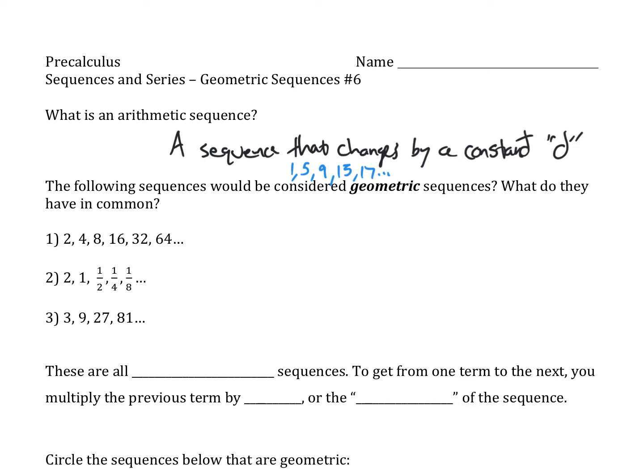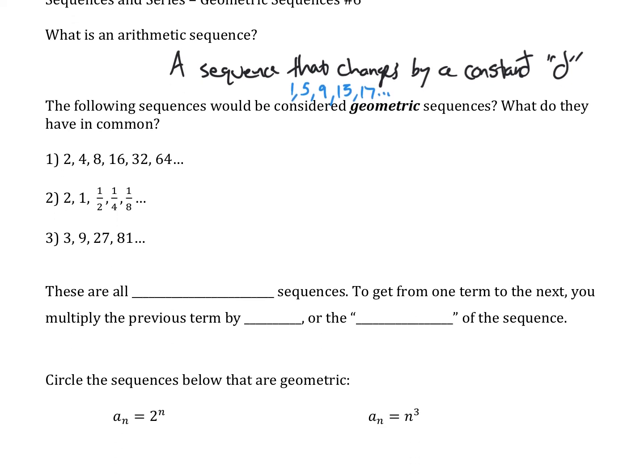So what I want to do now is think about a different type of sequence, and I want to look at these three sequences we have here. The first one being 2, 4, 8, 16, 32, 64, etc. The second one being 2, 1, 1/2, 1/4, 1/8. And the third one, 3, 9, 27, 81. Hopefully you all see a pattern there.